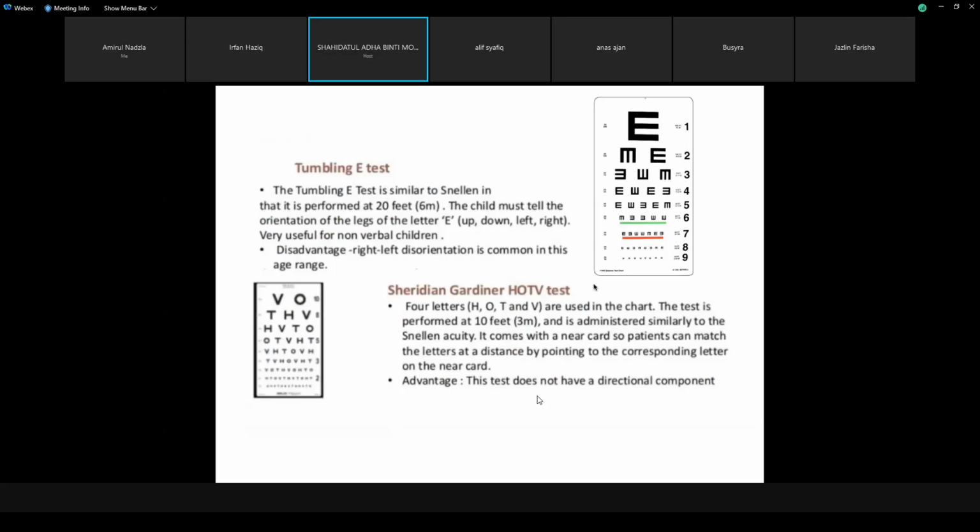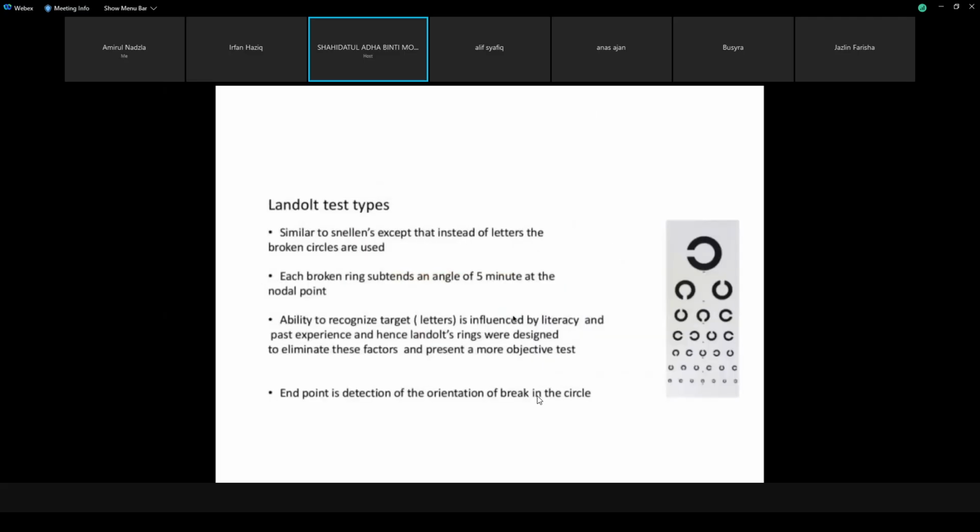This is the tumbling E test, using the letter E that is turned in different directions, so we test one by one. Then this is the Sheridan Gardner using four letters, HOTV. And the last one is the Landolt C test. Why? Because each optotype subtends an angle of 5 minutes of arc from top to bottom, and the gap that opens is 1 minute of arc. If you remember earlier, I said the basis of the Snellen chart is the assessment of the 1 minute of arc angle at the nodal point.